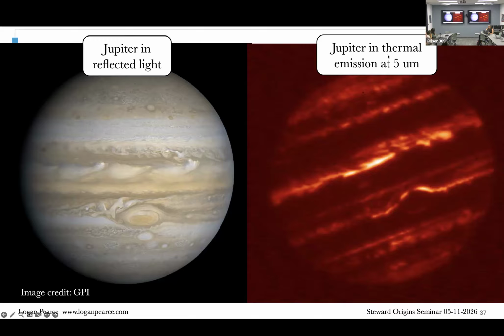And you can see here in this image of Jupiter in thermal emission, where you have this really bright band, for example, where the clouds are thin. It's really bright in thermal emission, but that same regime where the clouds are thin is going to be darker in reflected light.